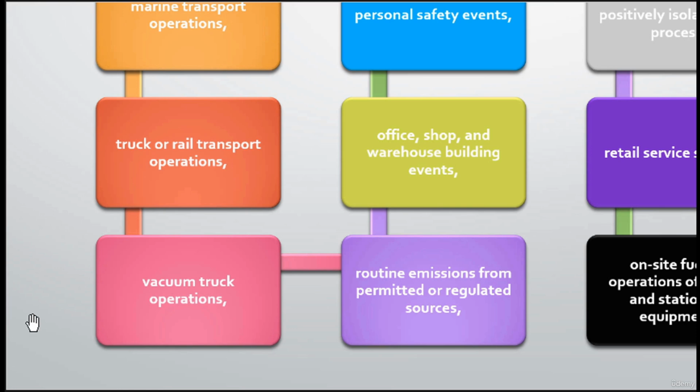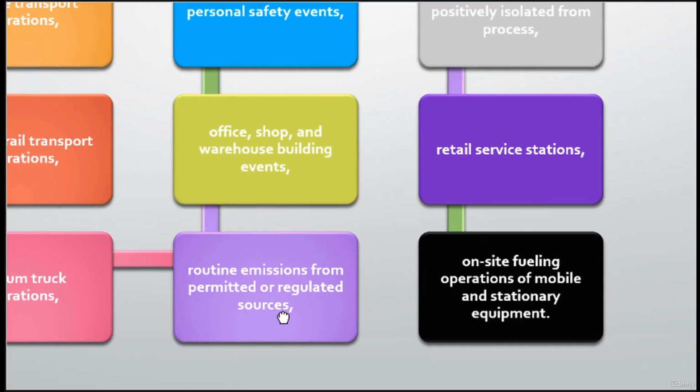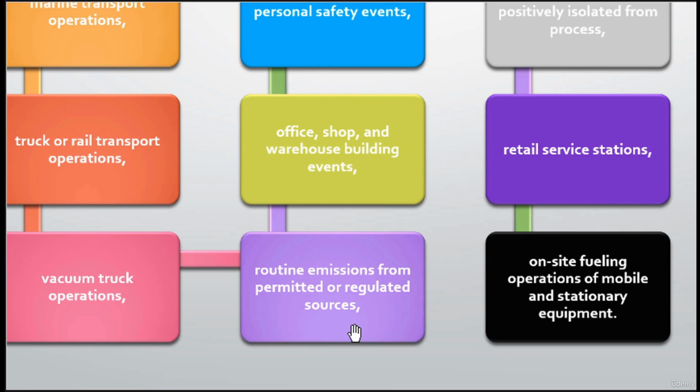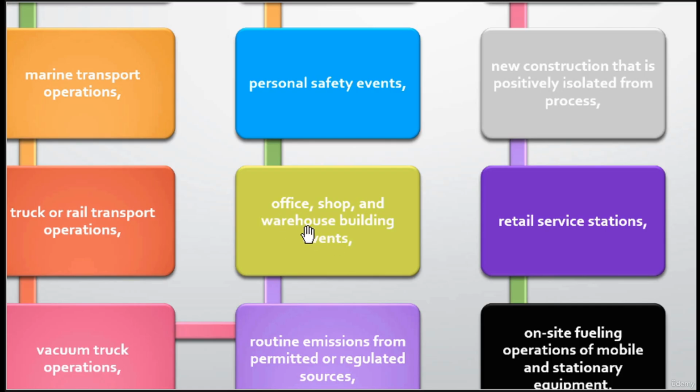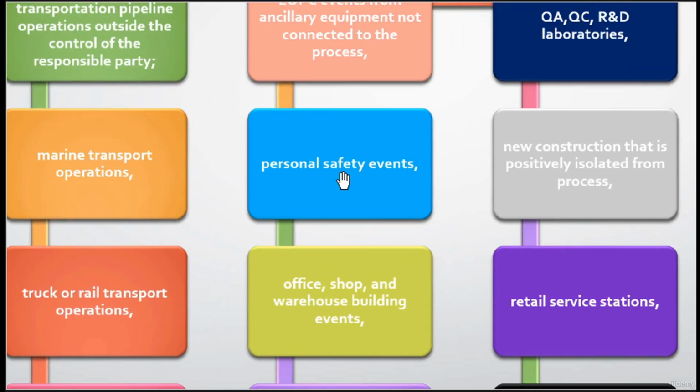So this is the only exception that we have. Furthermore, we have the routine emissions from permitted or regulated sources. Number seven will be the office, shop, and warehouse building events, such as office fires, spills, personnel injury, or illnesses. Number seven will be the personal safety events.